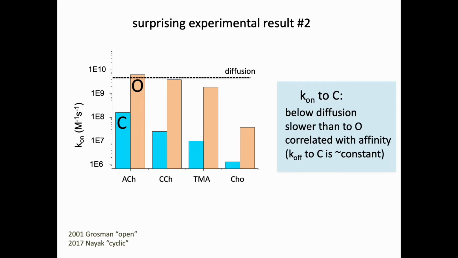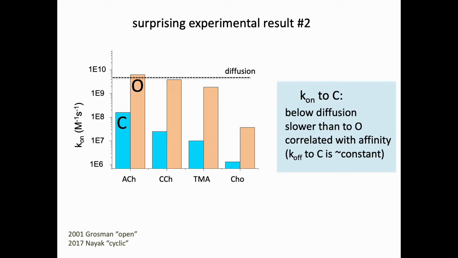That is, K off, the dissociation rate constant, to C is approximately constant for these four agonists, which all span a very wide range of affinity, from ACh being the highest affinity and efficacy to choline being the lowest.